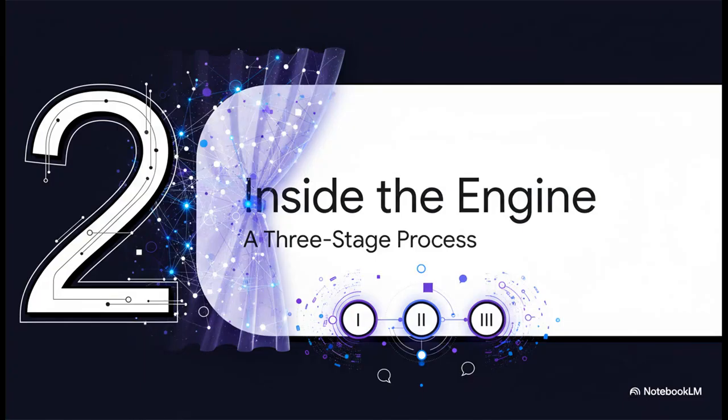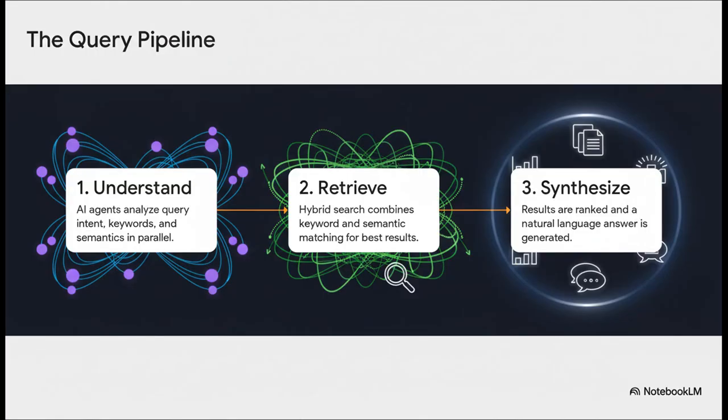Okay, let's pull back the curtain for a second and see what's really going on under the hood, right in that split second after you ask a question. It's this really elegant and powerful three-stage process. First up, the system has to understand what you're actually asking. That's where those parallel AI agents come in, analyzing your query from every possible angle. Then, it moves to retrieve the data, and it does this using a really clever trick called hybrid search. And finally, and this is key, it doesn't just dump all the results on you, it synthesizes them. It ranks everything, merges it all together, and generates a clear, easy-to-read answer in natural language, with citations.